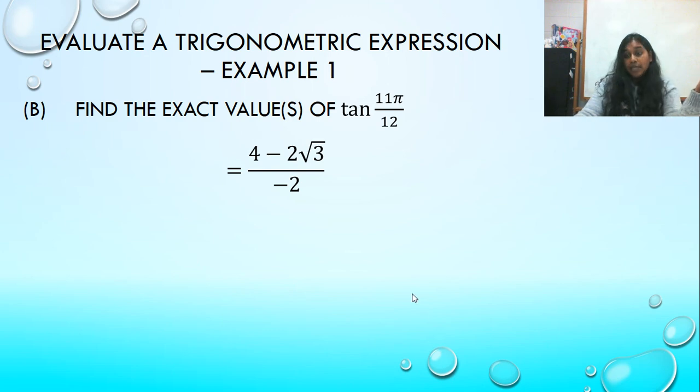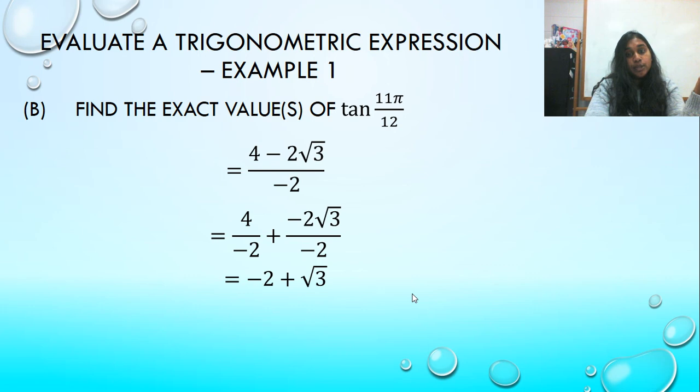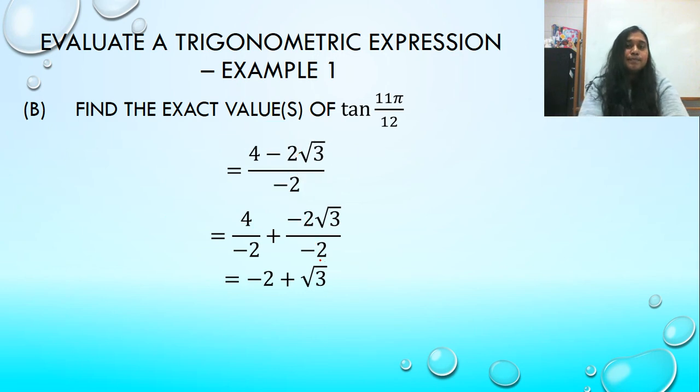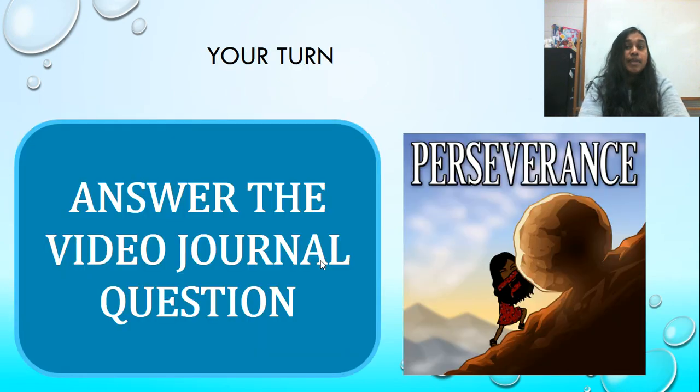That would be it. I could split it up, butterfly it, get rid of a little bit more, and ta-da. So either of these would have been an acceptable answer, but on a multiple choice, if you get to this point and my answer is this, you can see what I did. I just butterflied it, simplified this side, simplified this side. That's all I did. All right. Now it's your turn.